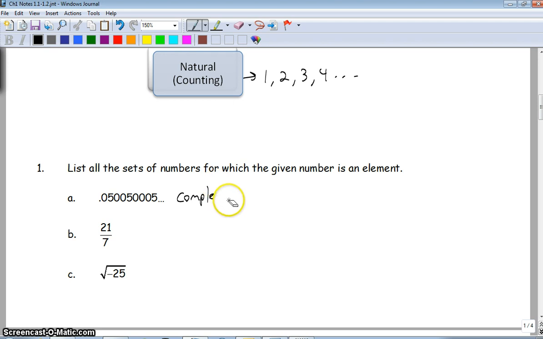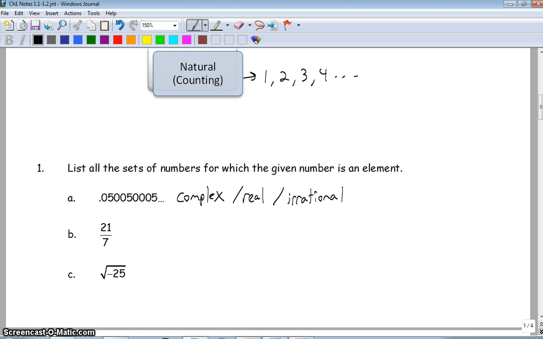Complex. And because it is not imaginary, it is a real number. But then we have to say that it's irrational, because it does not have a fraction. It doesn't repeat or can't be written as a fraction. So now B. Again, you can pause these and try them before you do them.